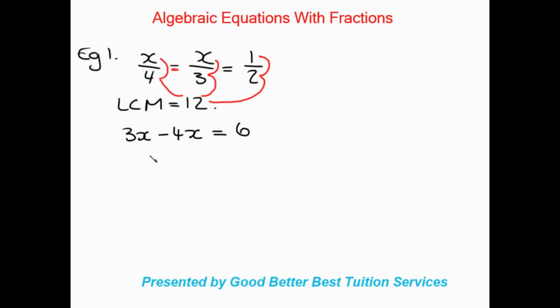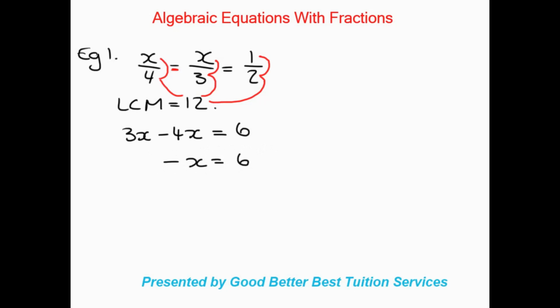Now we're going to do 3x minus 4x. So now we're basically just solving for x. You can see all of our variables on the left, all our numbers on the right. Now we can solve it. So we get a negative x is equal to 6.